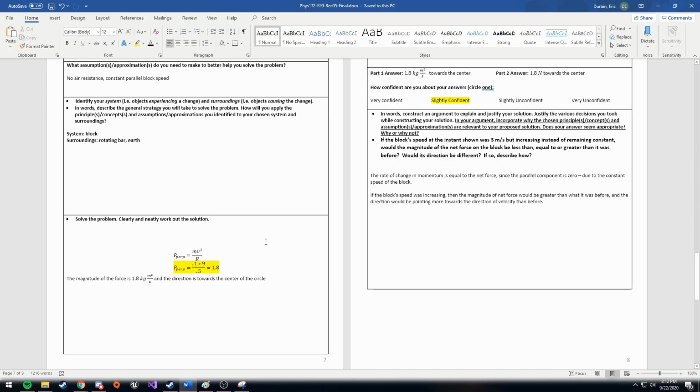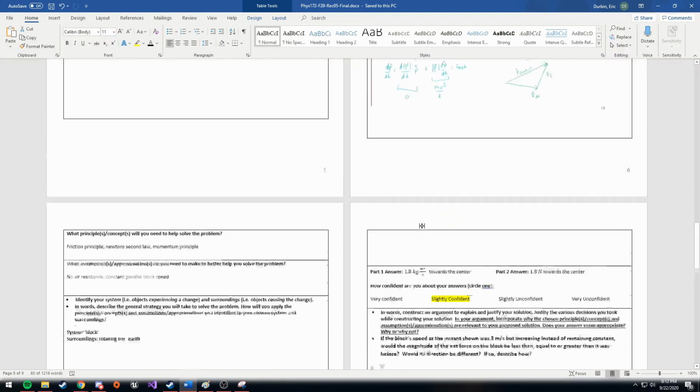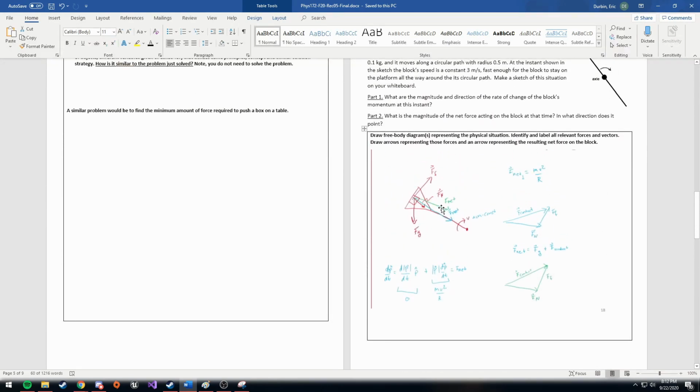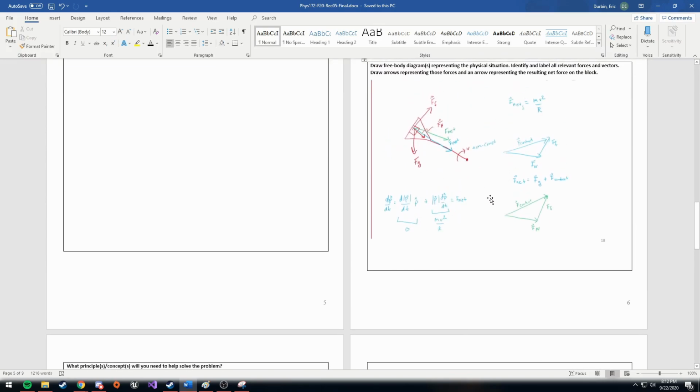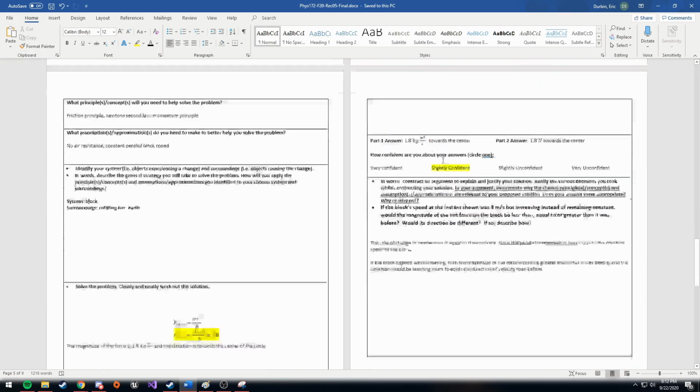Okay, I'm checking my reasoning. That would be right here: pointing more towards the direction of velocity than before. And I'm gonna scroll up. Do you see this green? The green is part 2, if you're increasing in speed. Do you see how it's pointing a little more towards the direction of movement? Yeah. Okay.